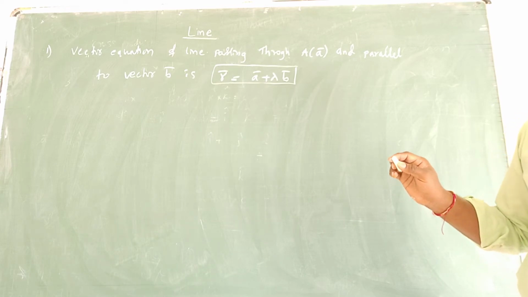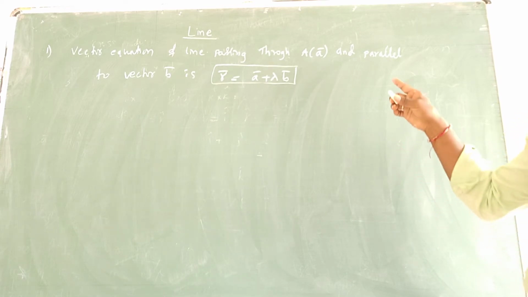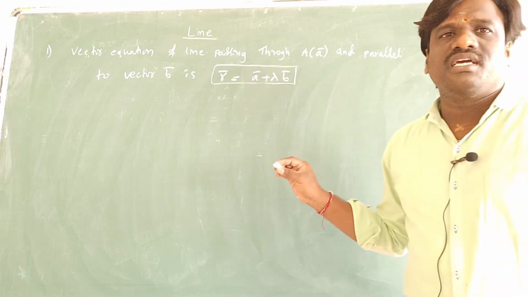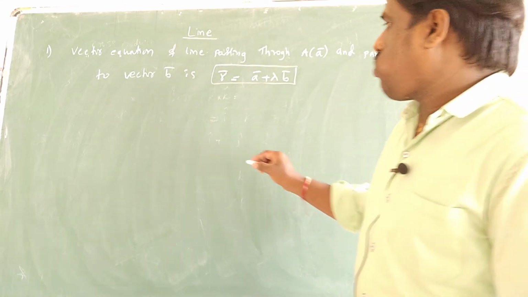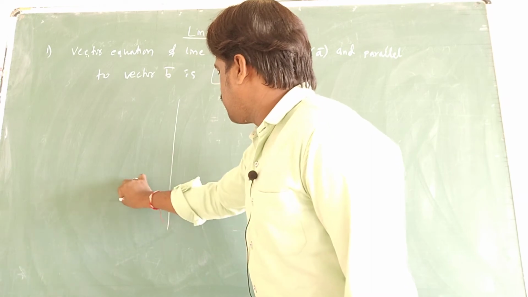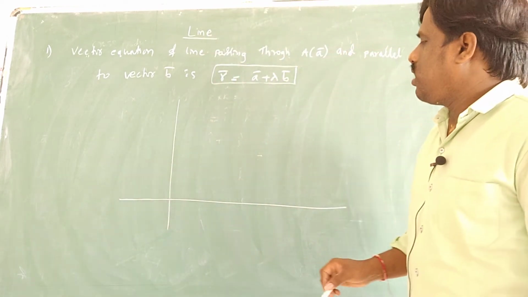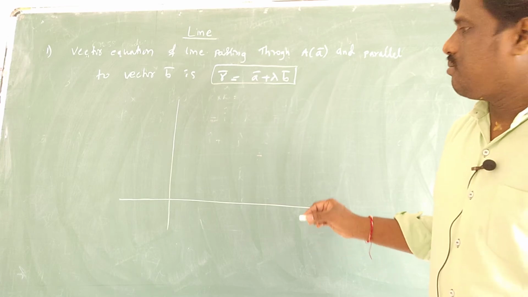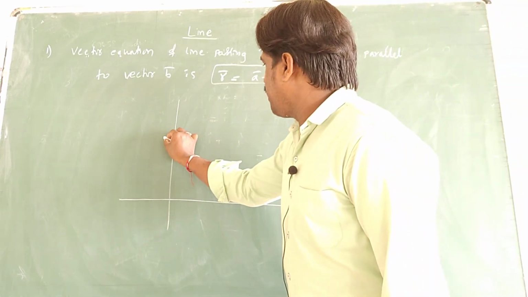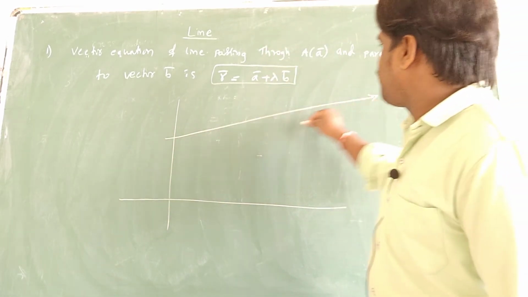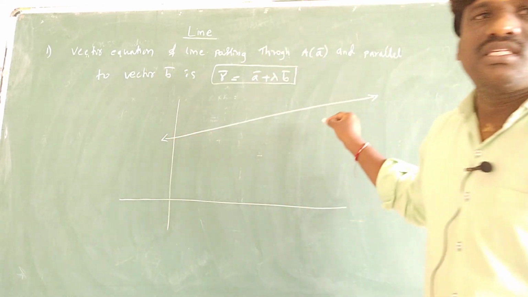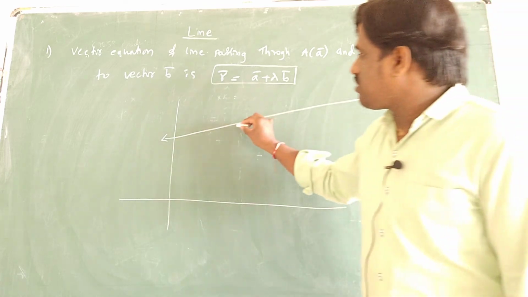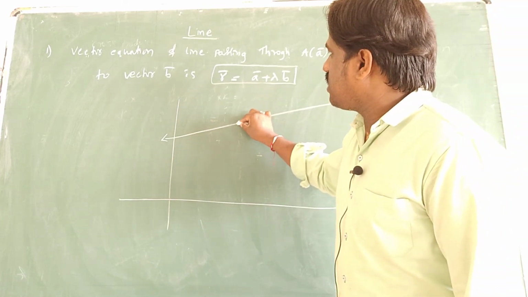Now, here, the vector equation of the line passing through A and parallel to vector B. What is the meaning of this? Listen to me. See, this is the coordinate axis. You want to find the equation of the line. Vector equation means you have to find the line equation. Suppose this is the vector equation I want to find, and on this line there is a point.